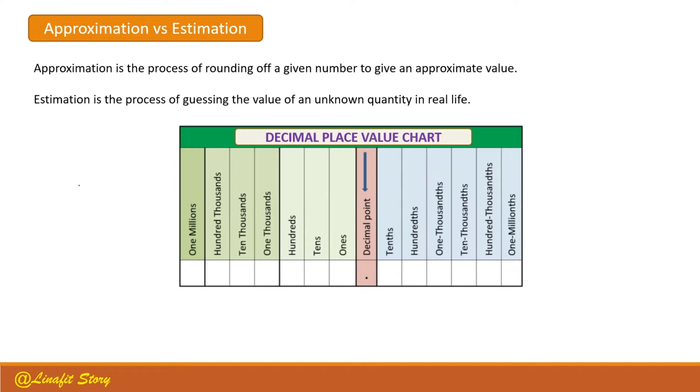So for example, if I write over here 125.47, you can put it in the place value chart. So 5 ones, 2 tens, and 1 hundred. This is 4 tenths, 7 hundredths.